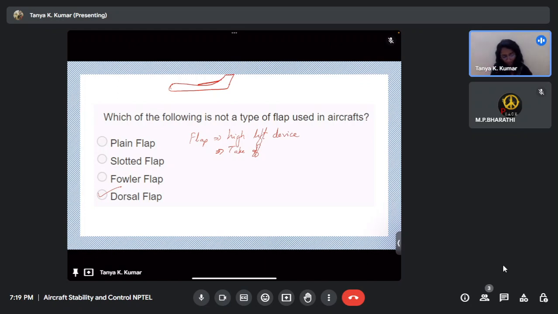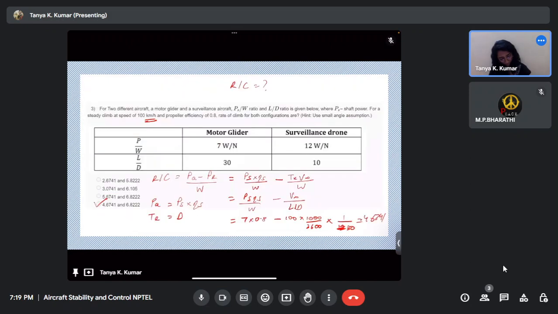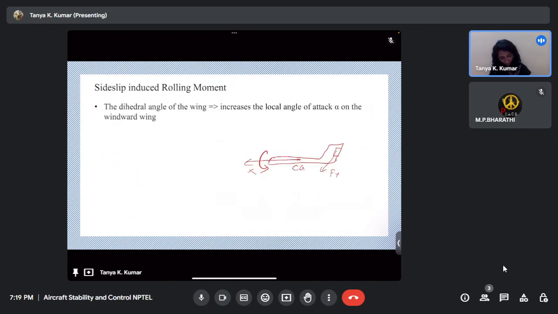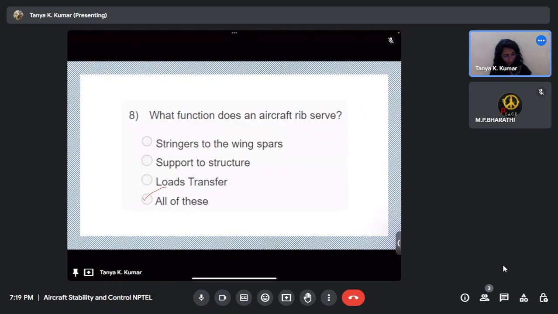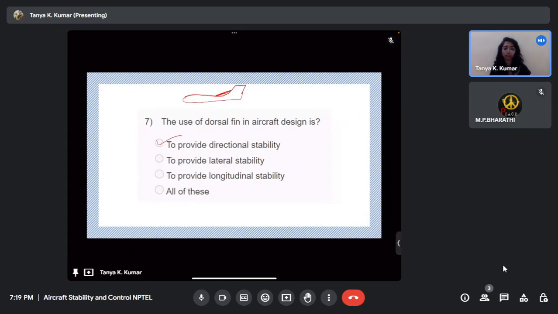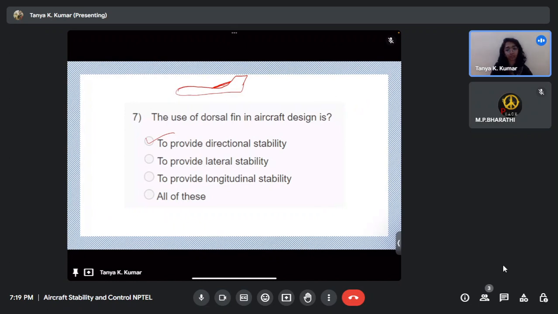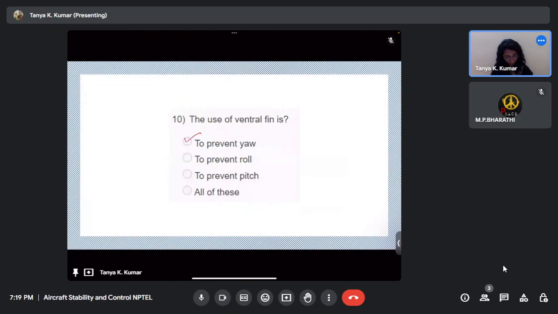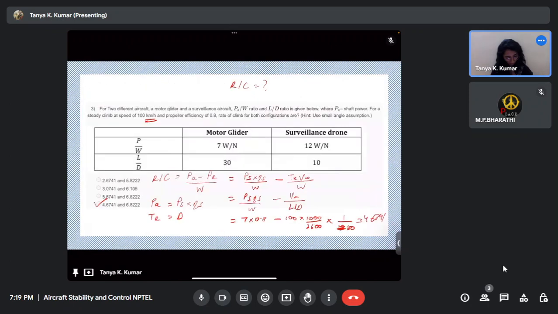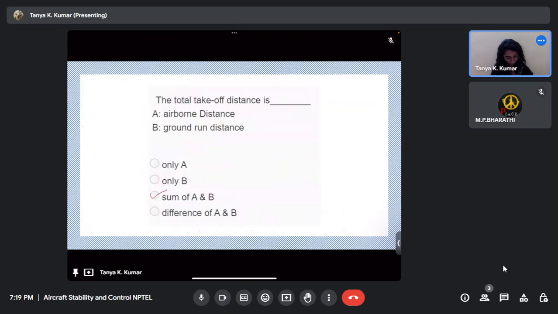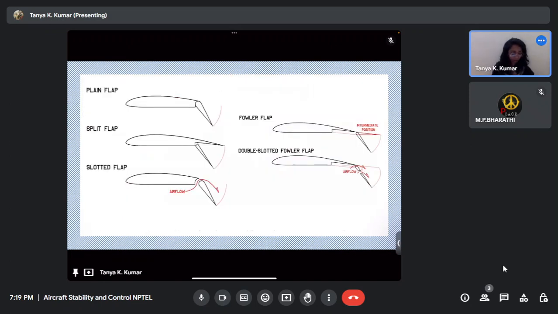I think we had seen one question right in the beginning. Let's get to that. We had seen this a couple of weeks ago also, and today in the beginning one question dealt with ventral fin, one question dealt with the use of dorsal fin in aircraft design. So what the dorsal fin does is not provide directional stability, it improves the directional stability. That's in high side slip situations. Yeah. So now let's get back to the different types of flaps.